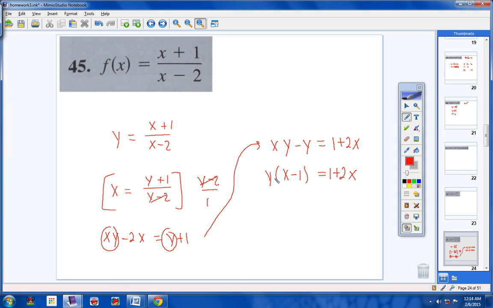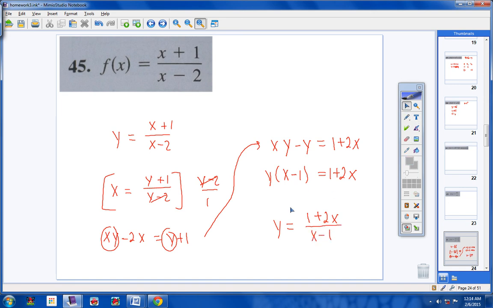Let's see if that's right. Y times x is xy. Y times -1 is -y. That's totally correct. Now divide both sides by x minus 1, and you have the inverse function: 1 plus 2x divided by x minus 1.